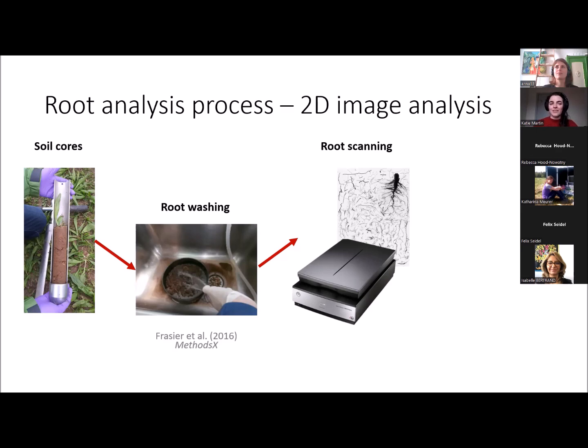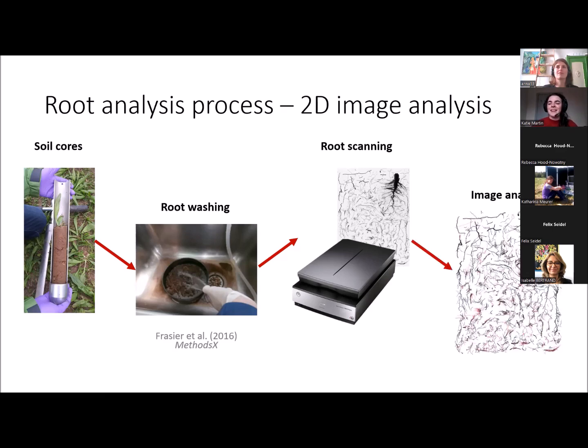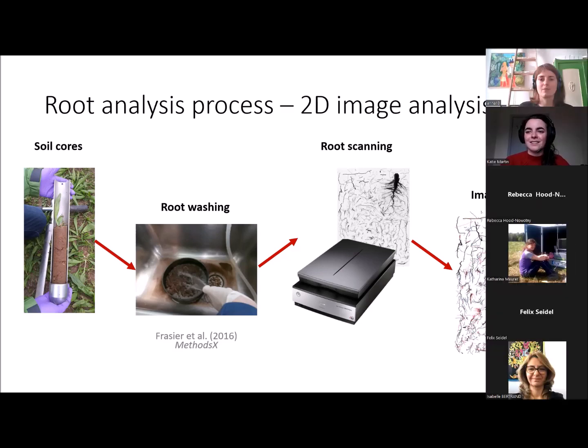So this is very similar to the type of document scanner you might have in your office, and you're left with an image that you can see. And then these images can be analyzed using software. So these can detect roots, and they can measure different morphologies of the roots as well.